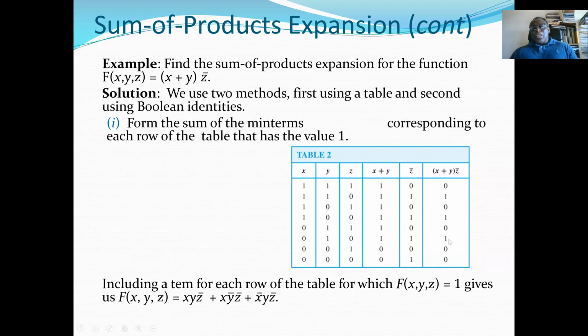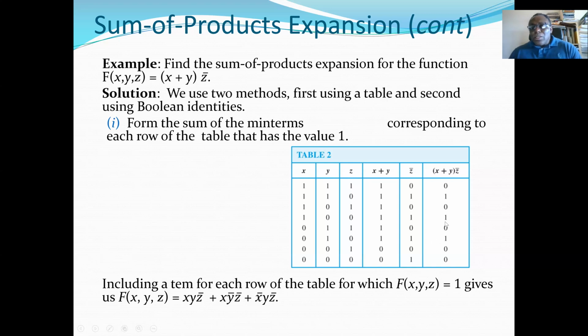So we are going to write down our sum of products. Again, the question said, find the sum of product expansion. So the second row, I have 1. Which means X is 1, Y is 1, Z is 0. So my first sum of product, the term which we call the min term, will be X Y Z invert. Z invert because Z is 0, and X Y is 1, 1. So you can see the answer here. We have X Y Z invert.